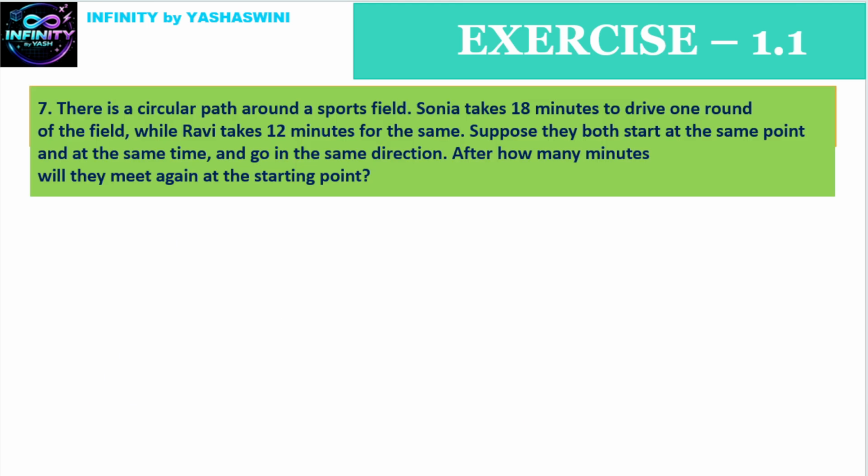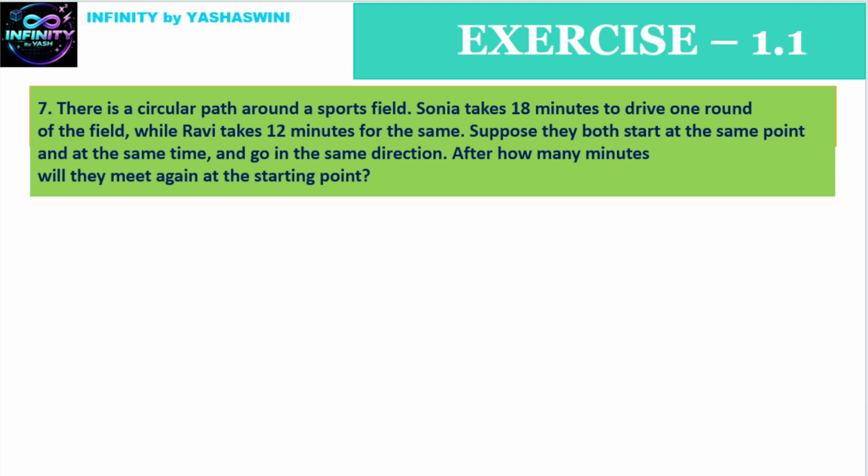Now let's move on to one of the interesting problems of the day. These kinds of questions you may get in your board exam. See here, there is a circular path around a sports field. Sonia takes 18 minutes to drive one round of the field while Ravi takes 12 minutes for the same. Suppose they both start at the same point and at the same time and go in the same direction. After how many minutes will they meet again at the starting point?